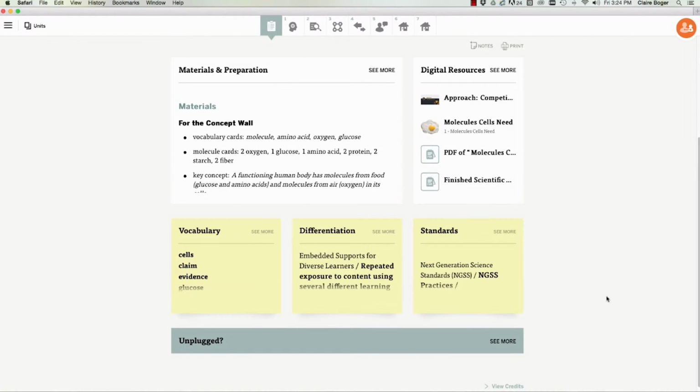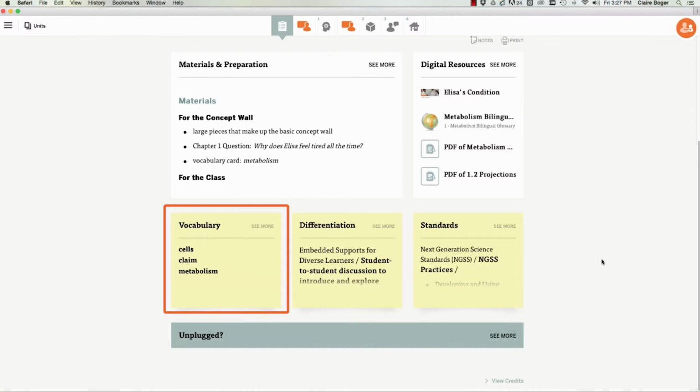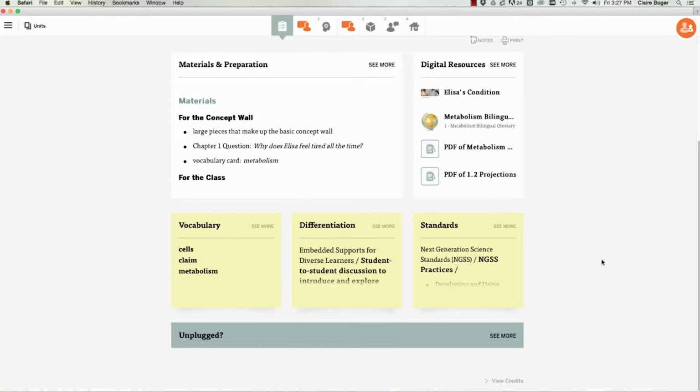Let's go back to the lesson brief and take a look at some of the other preparation materials. At the bottom of the screen, you'll see 3 yellow sticky notes. These notes provide a quick but important reference to aspects of the lesson. On the left is the first note, a reminder of the important vocabulary in this lesson. Amplify Science is grounded on the idea that excellent vocabulary development leads to excellent conceptual development, and vice versa.